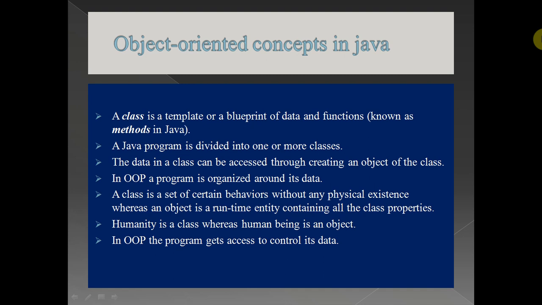If we give an analogy, for example, if we say that humanity is a class, then a human being is an object. Humanity is a property, it can be treated as a class, whereas a human being is something with physical, real-life existence. It is an object.